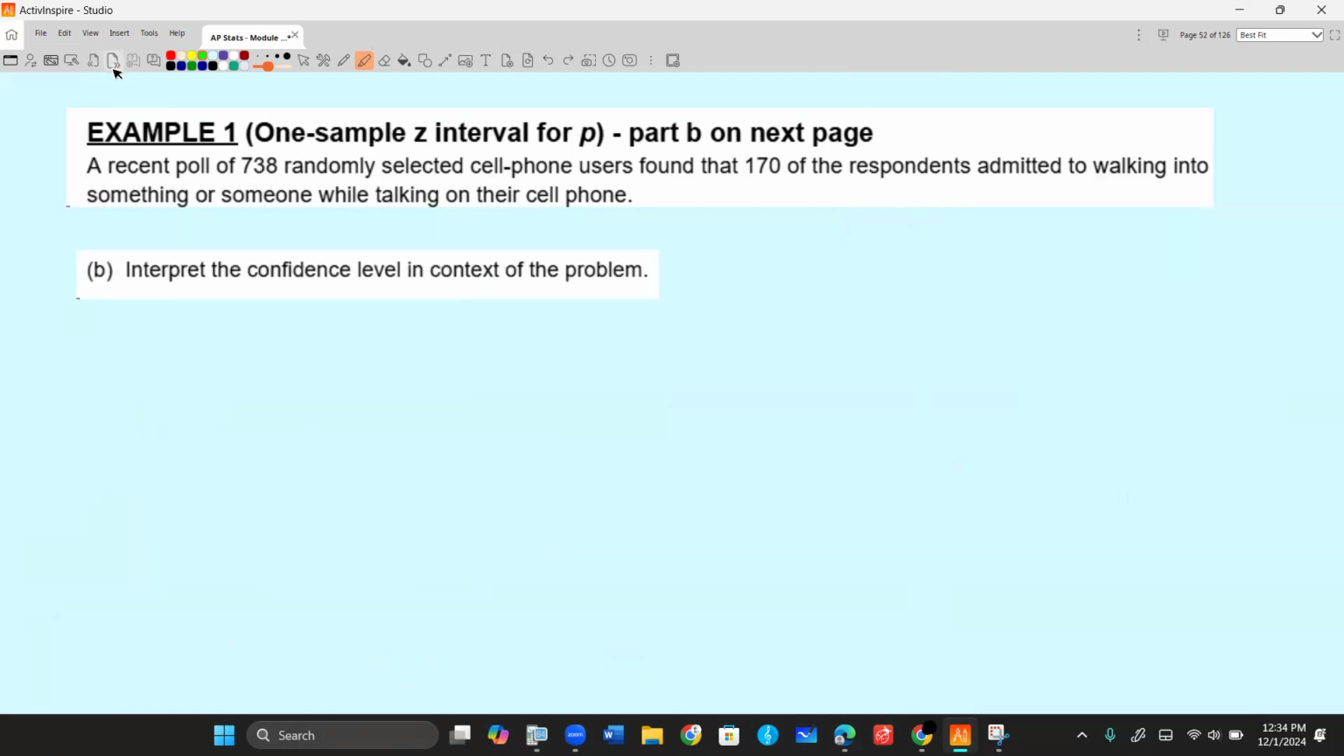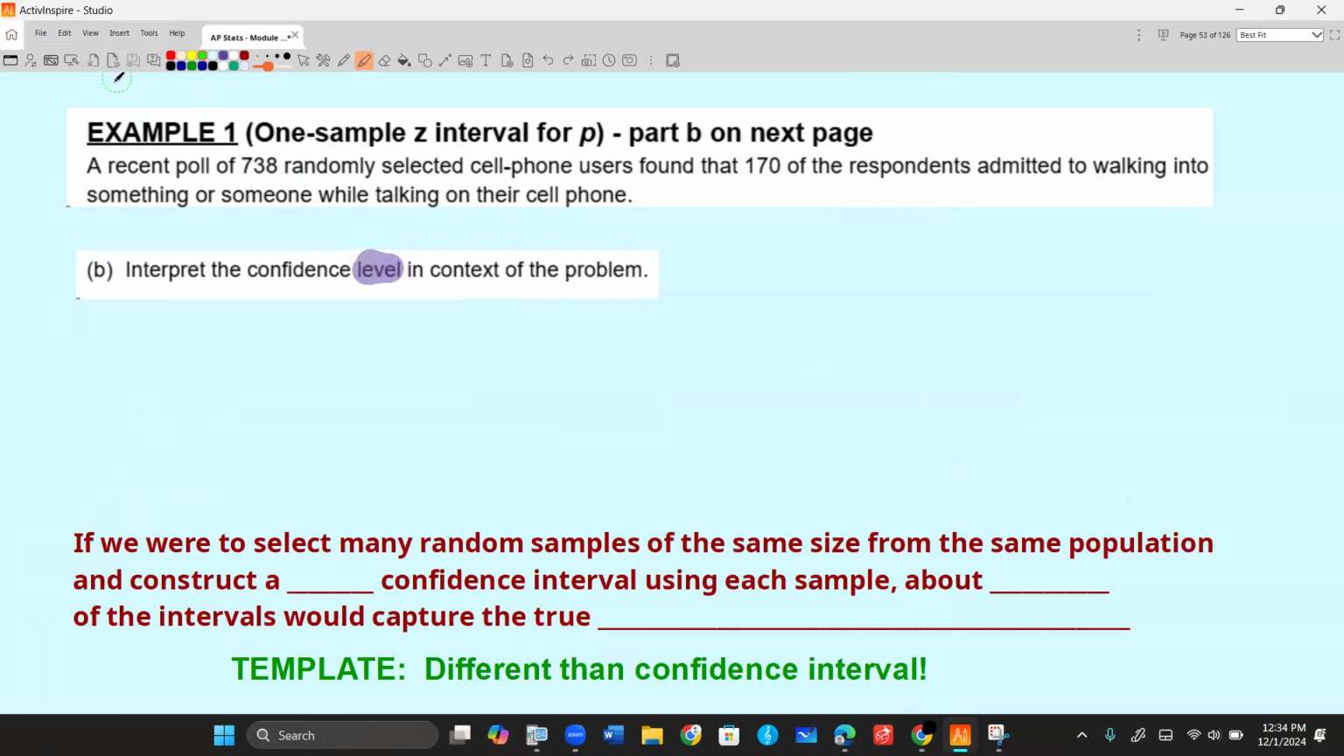A lot of times there's a follow-up question to these. In this case, it says interpret the confidence level. Remember, level's different than interval. We have a level template we used in our last lesson. Here's a reminder what that looks like.